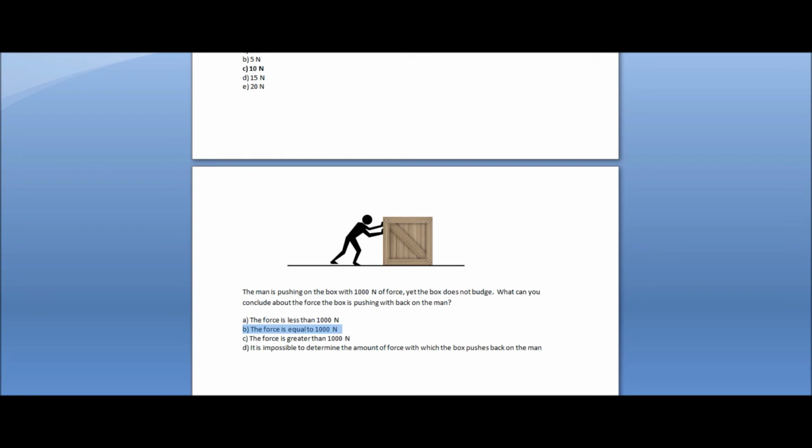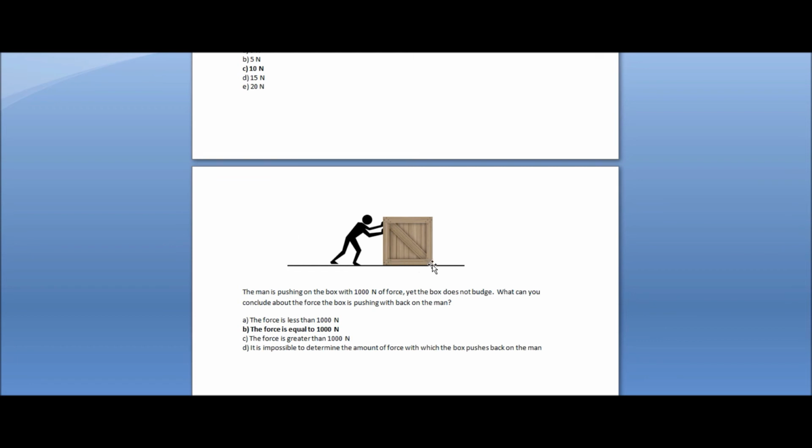In fact, all these questions are easy because they're always just the same answer. But now let's see if we can make sense of this. It seems like maybe this might be the right answer. The force is greater than 1,000 newtons because the box is not moving at all. So the box must be pushing back harder. But what's really going on is that there's other forces here.